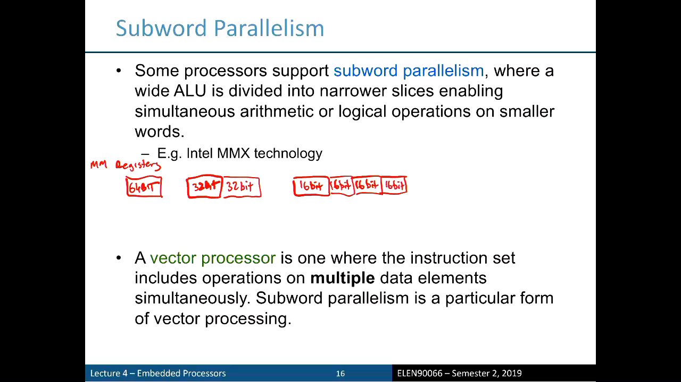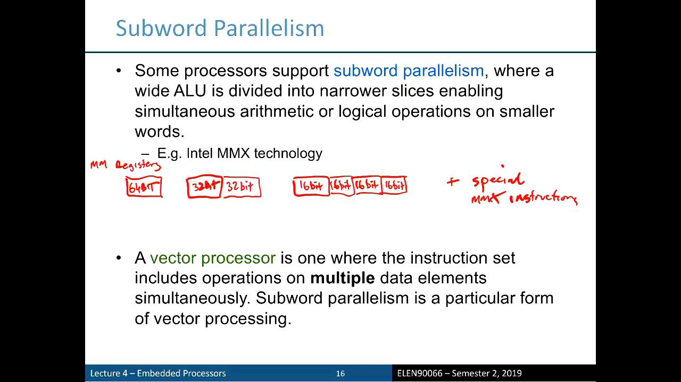So the idea was these were special registers that were 64 bits wide, but they were really segmented into either 16-bit blocks, 32-bit blocks, a 64 and 8-bit block. And what happened was the processor could operate on these individually. So you had these special MM registers plus special multimedia extension instructions.